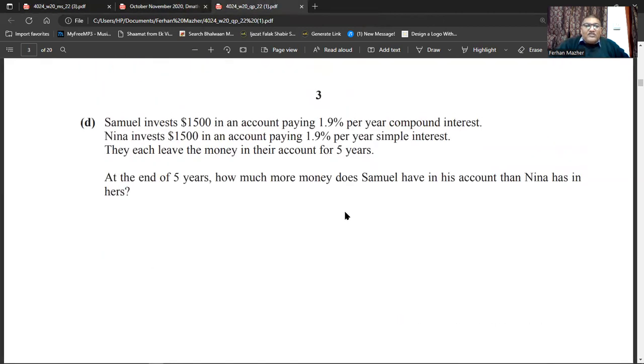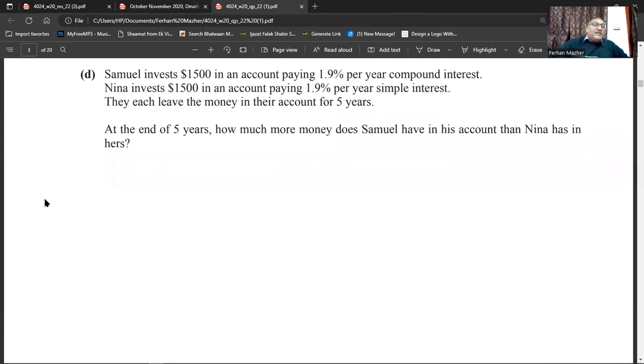It's a 4-mark question. Question 1 part D. Samuel invests $1,500 in an account paying 1.9% per year compound interest. Nina invests $1,500 in an account paying 1.9% per year simple interest. They each leave the money in their account for 5 years. At the end of 5 years, how much more money does Samuel have in his account than Nina has in hers?